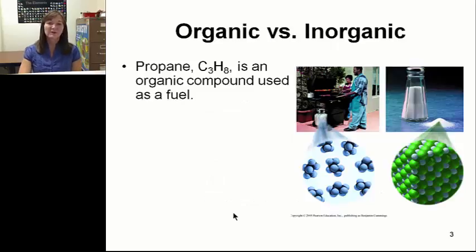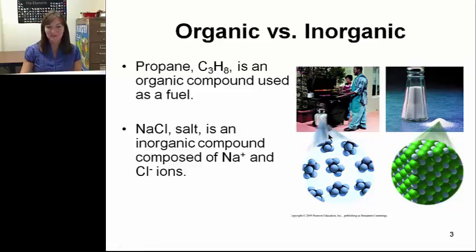So I'm going to want you guys to be able to identify the difference, be able to tell me whether it's an organic molecule or an inorganic molecule. So here are some examples. Here's propane, which has the formula C3H8. It's an organic compound that's used for fuel, so I think we're familiar with it when we have barbecues. An example of an inorganic compound is going to be sodium chloride.